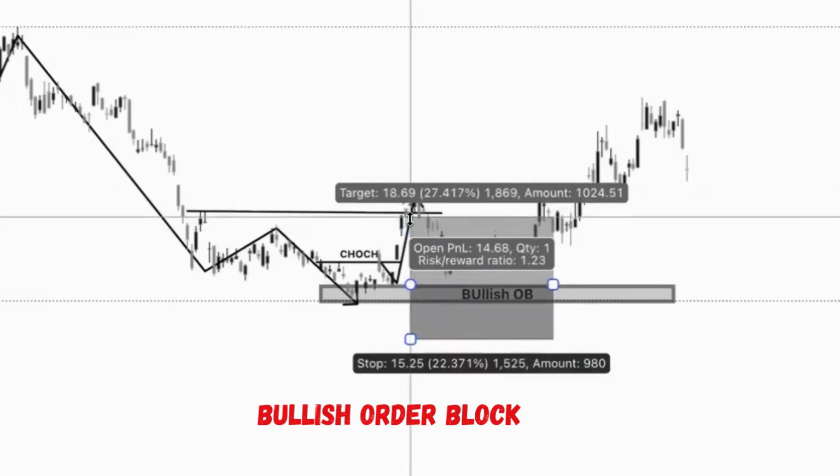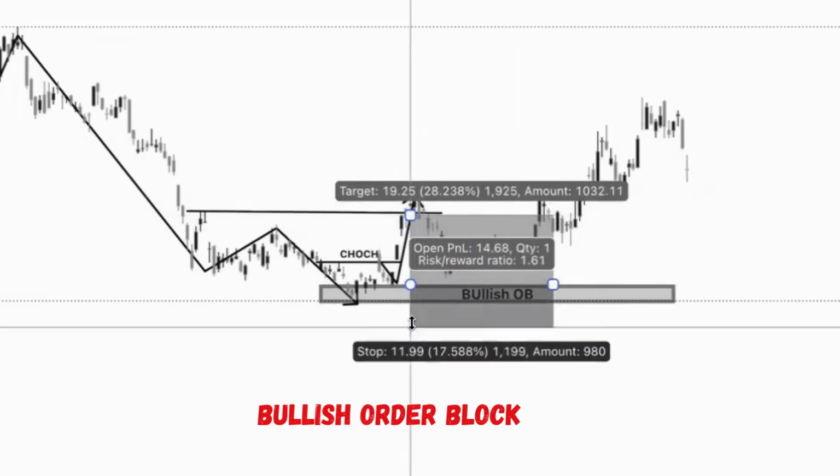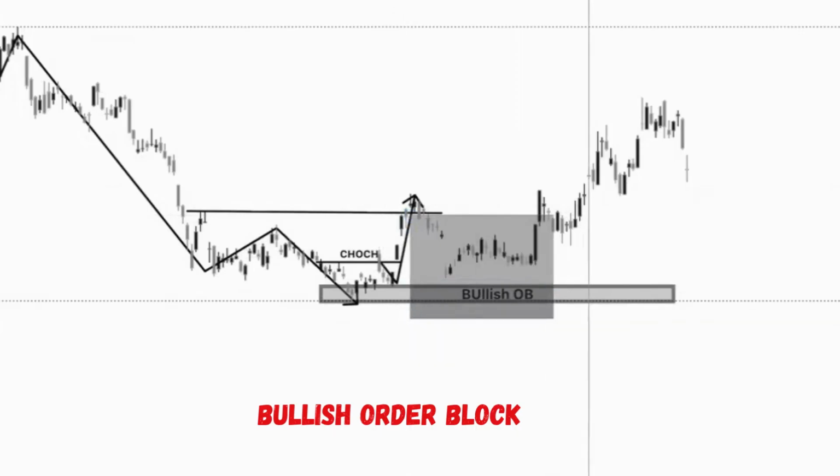Enter at the confirmation candle on the order block. Target the next resistance, and the stop loss would be the low of the last bearish candle.